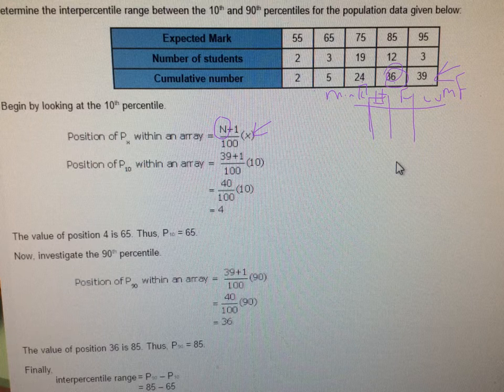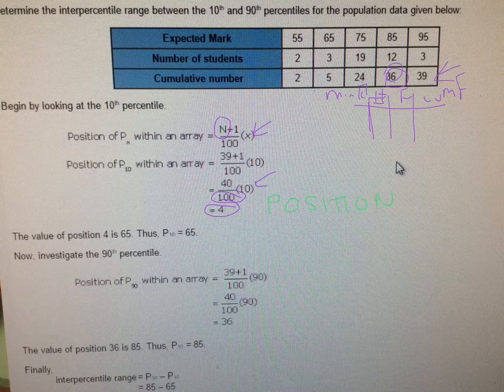So 39 plus 1 is 40, times the 10th percentile, divided by 100, and we end up with 4. A lot of people get confused because they think that's the 10th percentile. That's not actually the percentile, that's the position of the number that is the 10th percentile. So it tells you where to go find it.